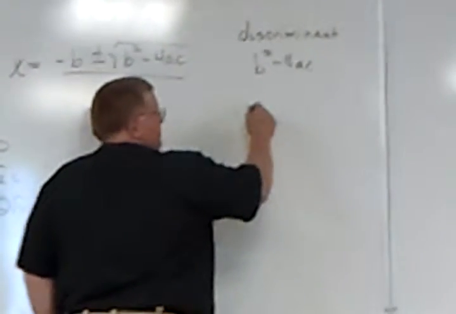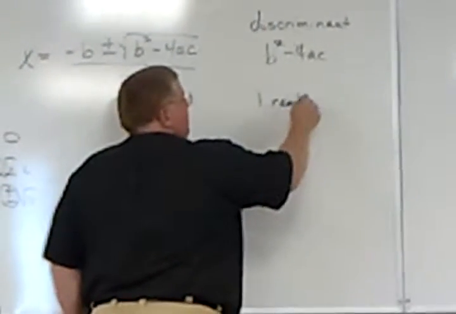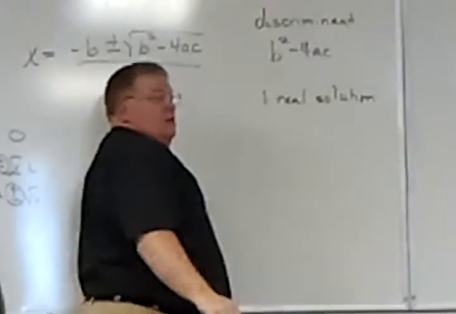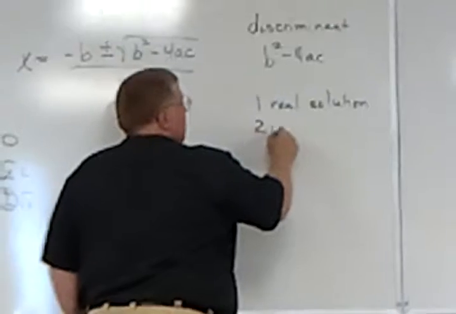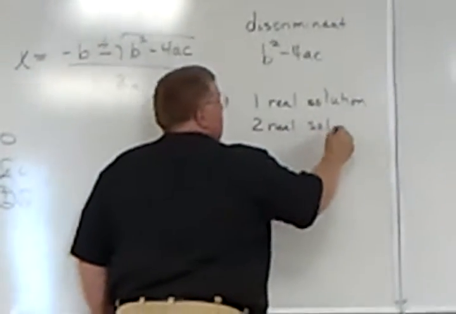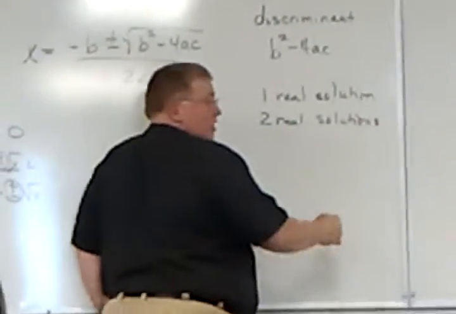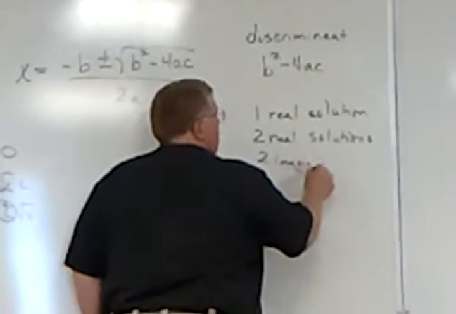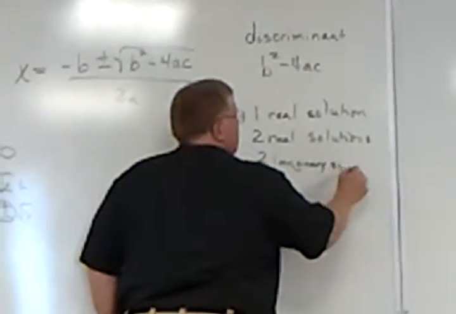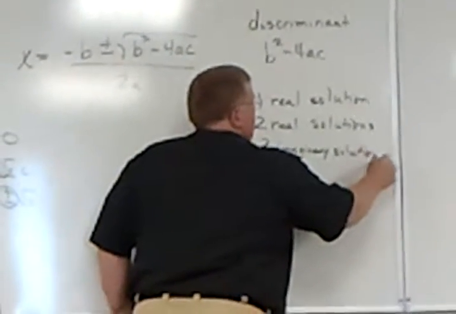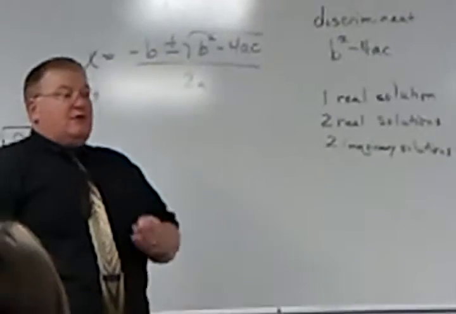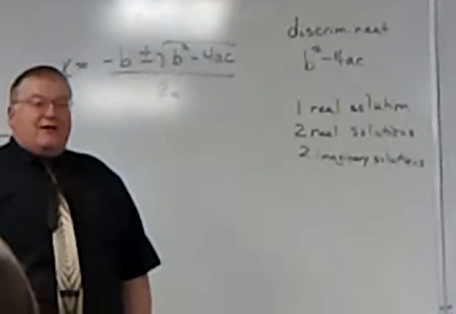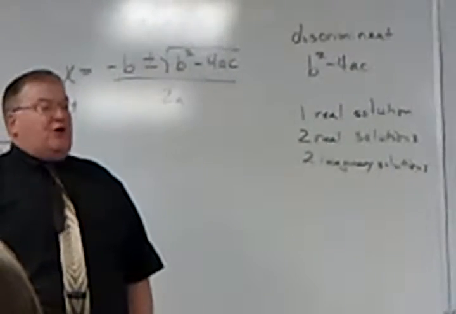It wants one real solution, or it wants two real solutions, or it wants two imaginary solutions. Now that's what's weird about this. All we're doing is predicting the answers by using what's called a discriminant.